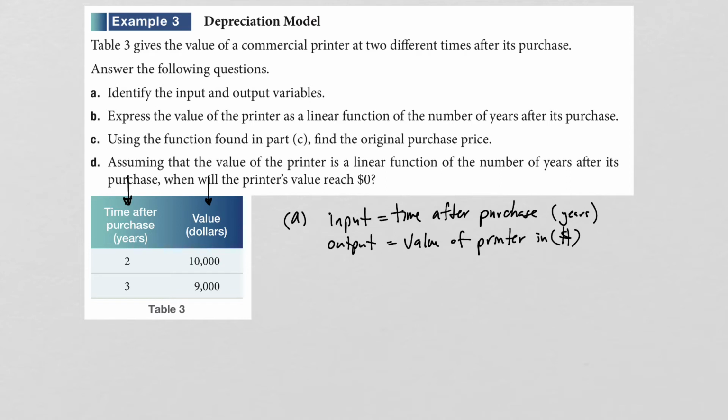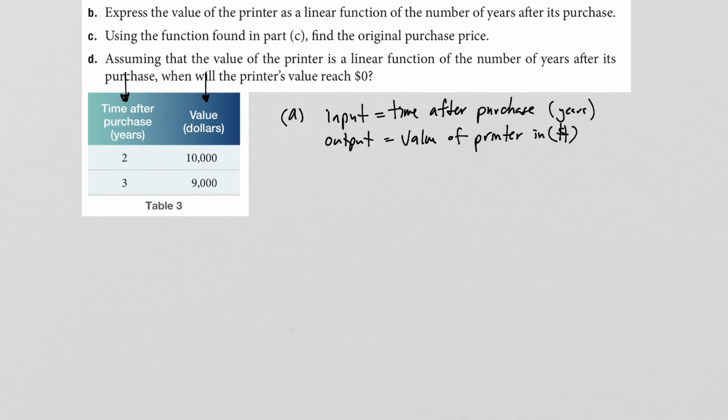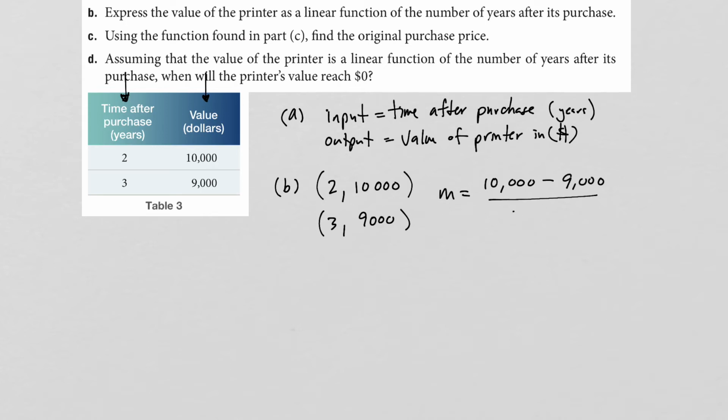In part B, it says express the value of the printer as a linear function of the number of years after its purchase. So this is pretty much just like the problem that we just did. So for part B, I'm going to take my input and output values here and write them as points. And then I will find the slope of the line here by subtracting the y values and also subtracting the x values. And this gives us 1,000 divided by -1, which is -1,000. So this is our slope.